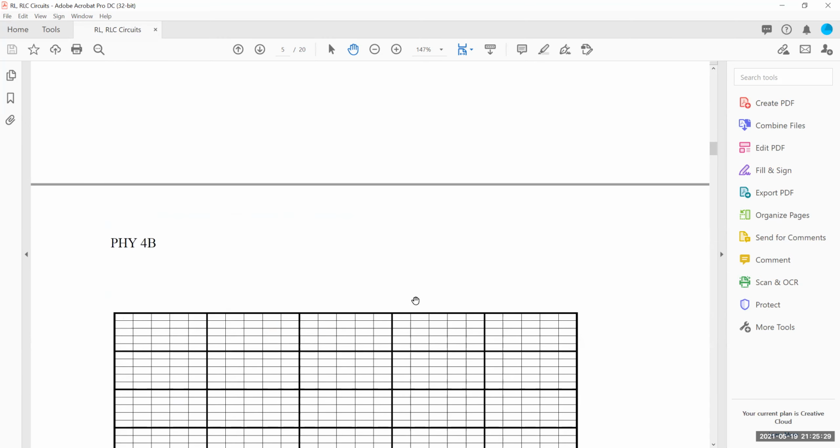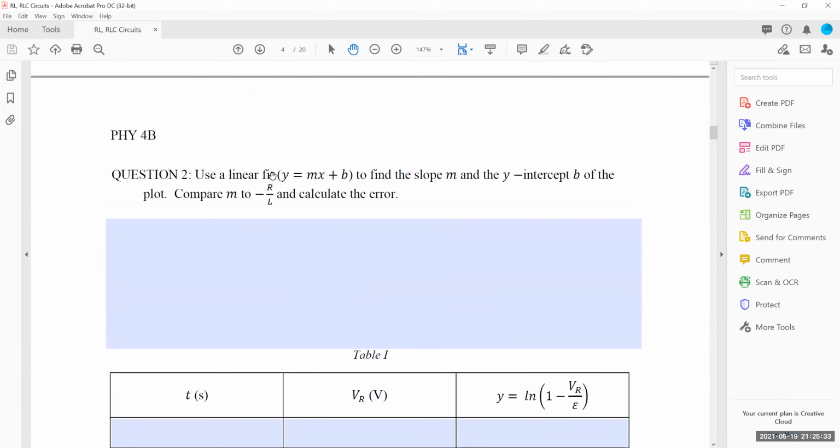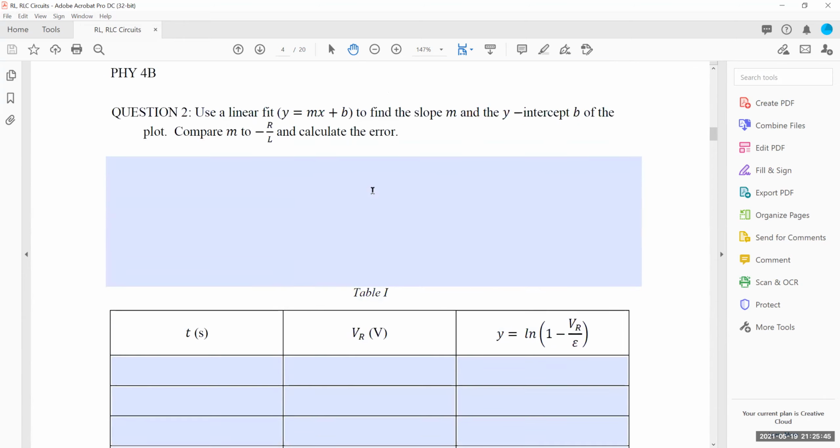And that slope should be, in absolute value, equal to R over L. If it's not, if there is a discrepancy, then you know that there is a difference that you can explain between the lab and the experiment. And that is your error. So that is basically question number 2.